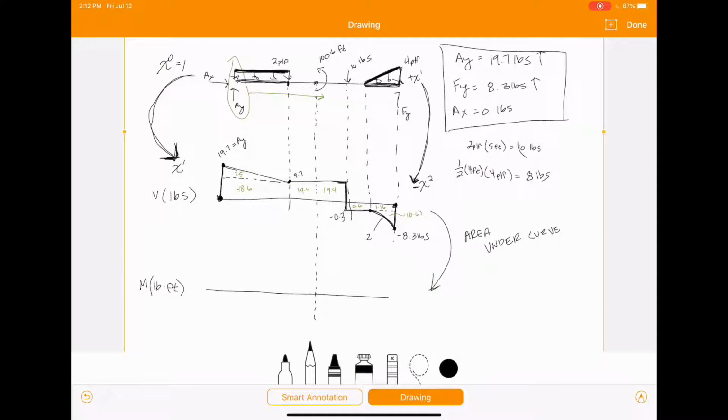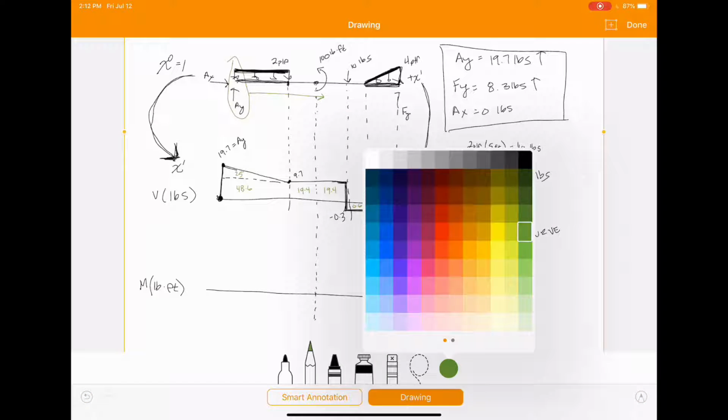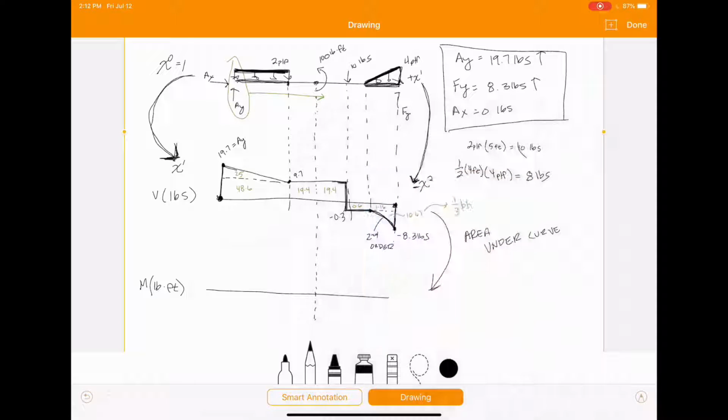This here, remember, is a second order. So a fun trick, if you didn't know this already, the area under the curve of a second order is just going to be 1/3 base times height. And that's how you're going to get that there. So once you calculate all those areas, we can just start throwing these onto our moment diagram.